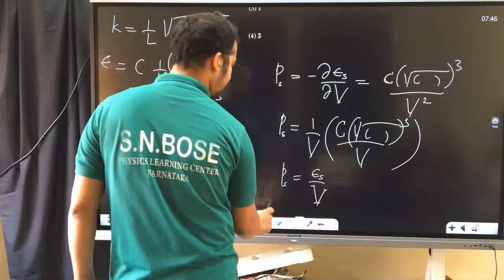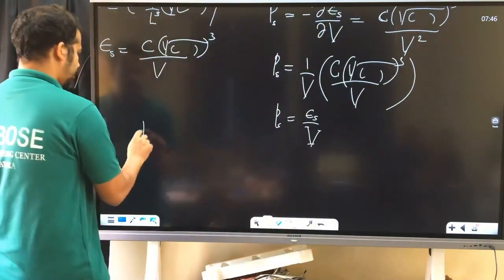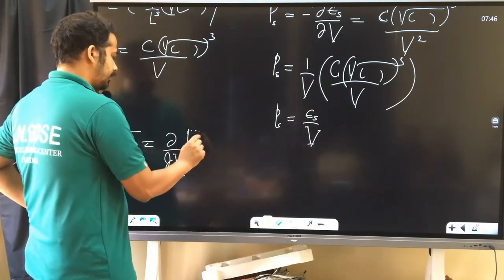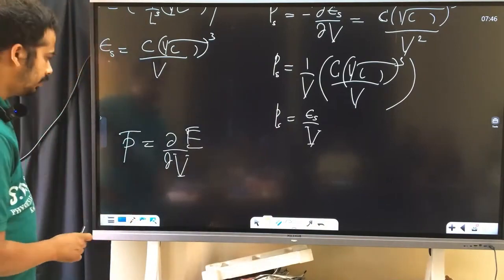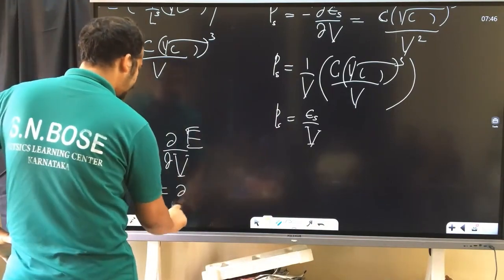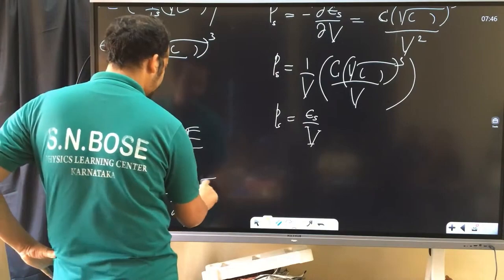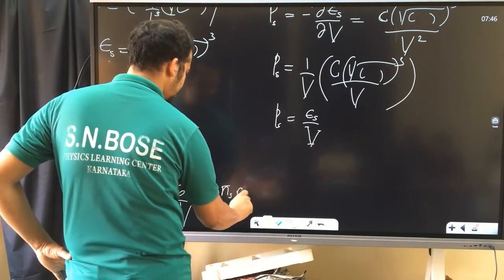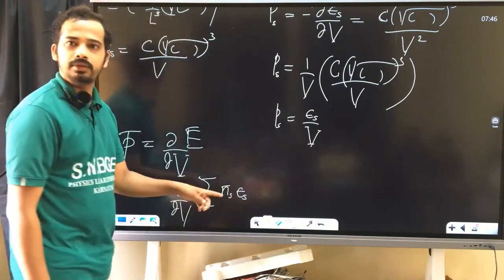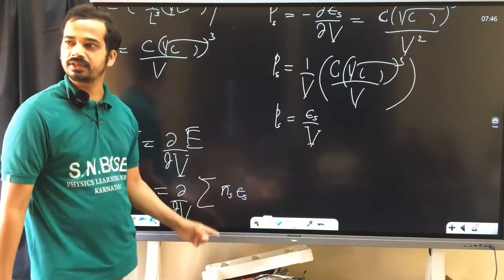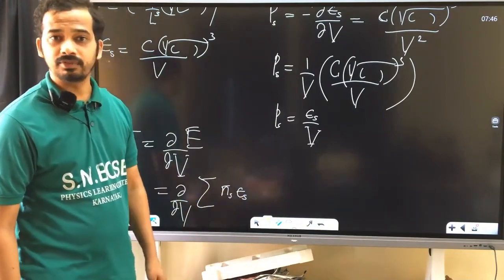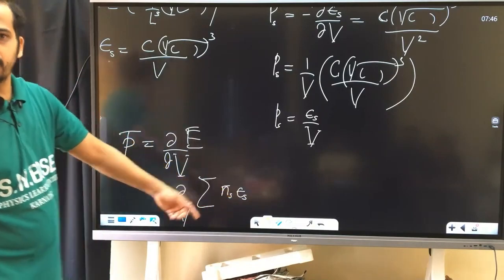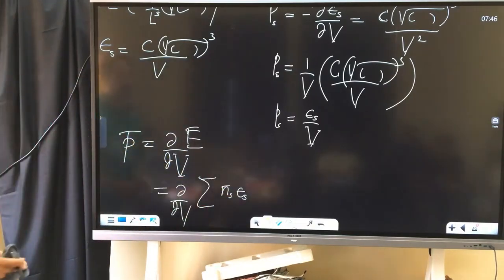Then total pressure, isn't it? Total pressure is dou by dou V of average energy, am I right? Then I started arguing that dou by dou V of this average energy can be written as summation over S of NS mean into ES. That NS mean we already know doesn't contain volume. This ES depends on volume. That's why this volume derivative we took inside, isn't it? Can you recall? That's how we argued actually.